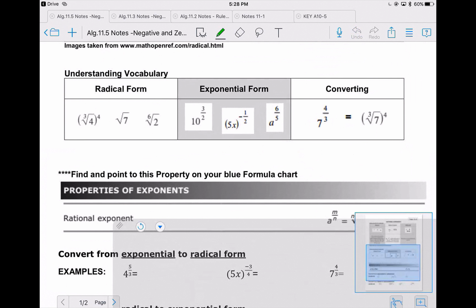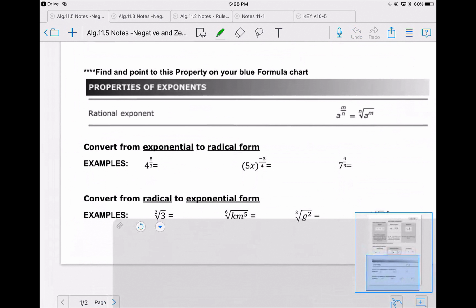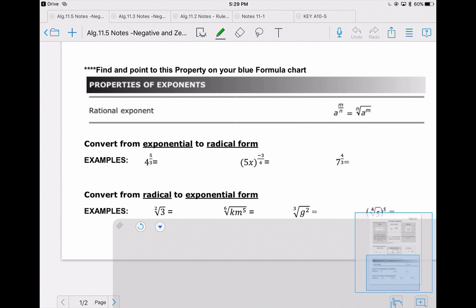Now, if we are asked to put something into radical form, radical meaning the square root, they mean put it in square root form. Exponential form means only exponents, do not put any square roots, and you might need to convert from one to the other. This rational exponent idea is found on your formula chart, on the very bottom of the exponent section. It shows us that a to the m over n, with a fraction, n goes on the outside, m stays on the inside with the base.